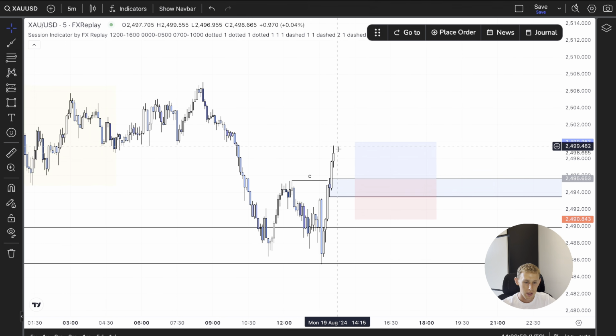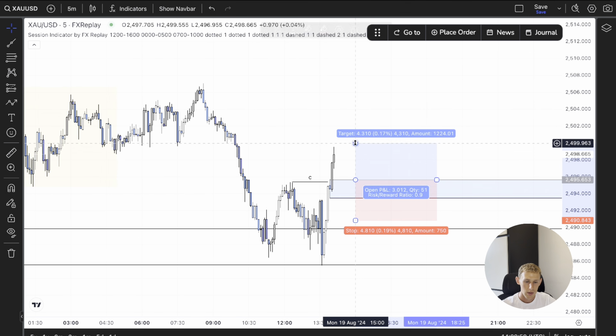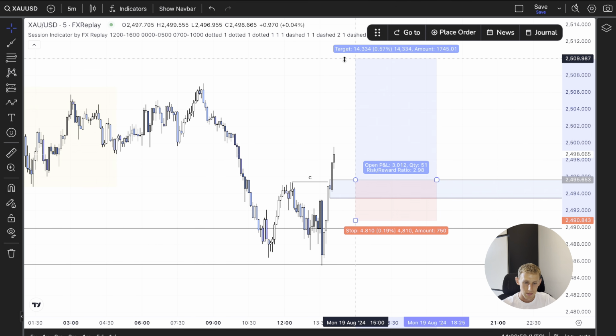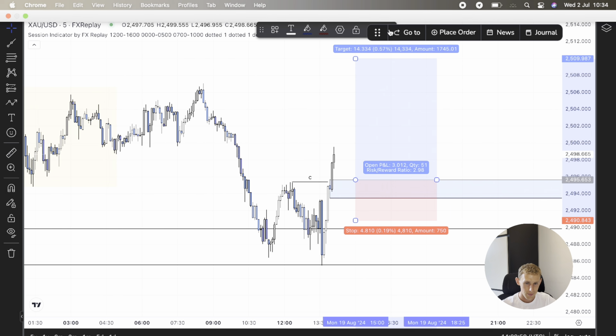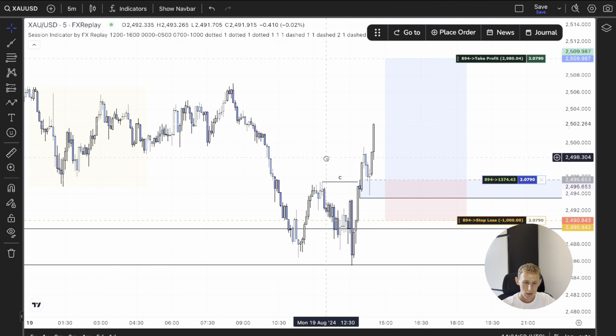I want to have stops a little bit below in case price sweeps this demand. Like I said before, gold does this very often where it will sweep the demand and then continue higher. And as always, just targeting a 1 to 3. We'll place this and we'll see how it goes.